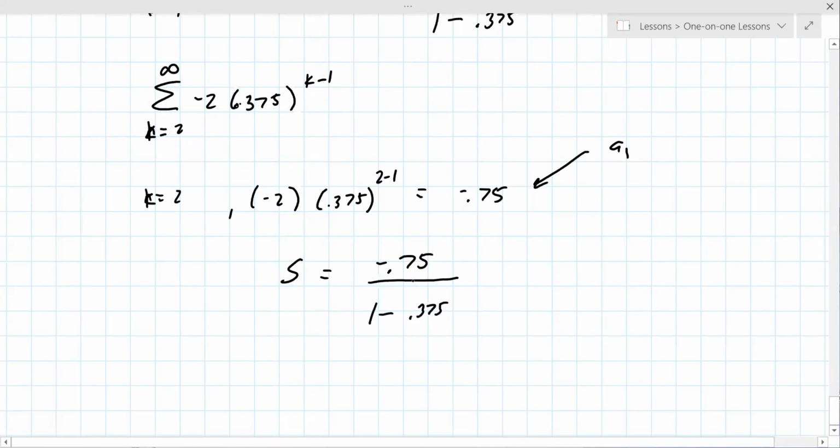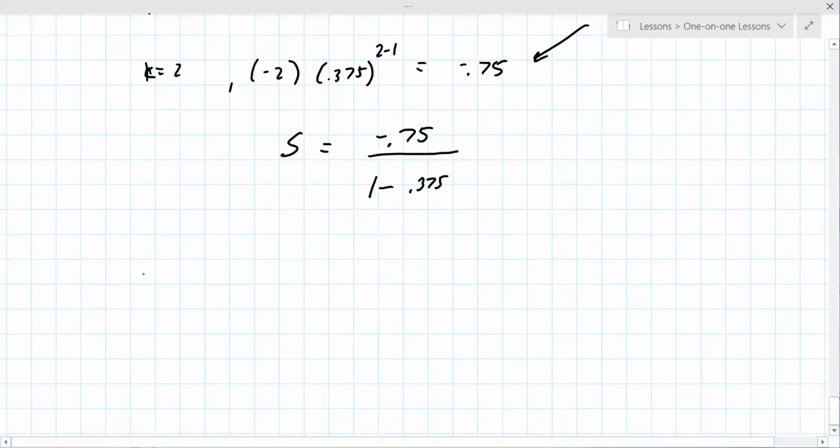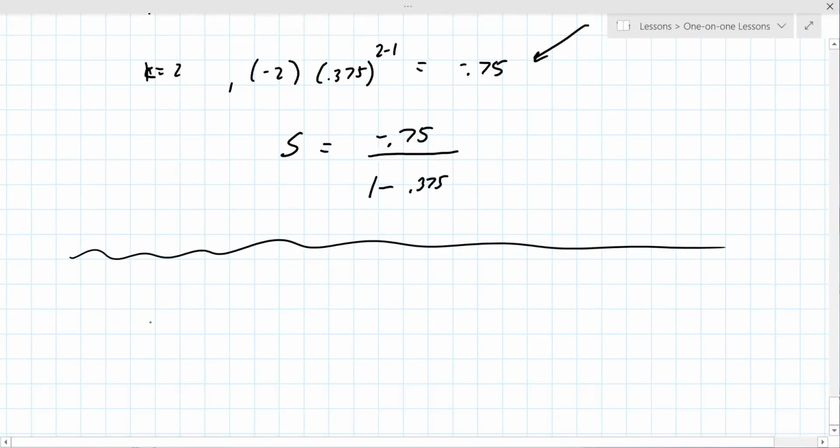And that only works if the absolute value of r is less than 1, right? Yes. I wouldn't put it past your instructor, but it would be something like, let's say, 0.2, minus 0.4, 0.8, minus 1.6, and your instructor said to find the infinite sum of this thing.